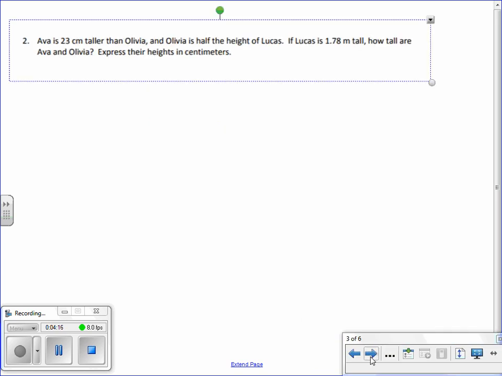Okay, number 2. Ava is 23 centimeters taller than Olivia. And Olivia is half the height of Lucas. If Lucas is 1.78 centimeters tall, how tall are Ava and Lucas?